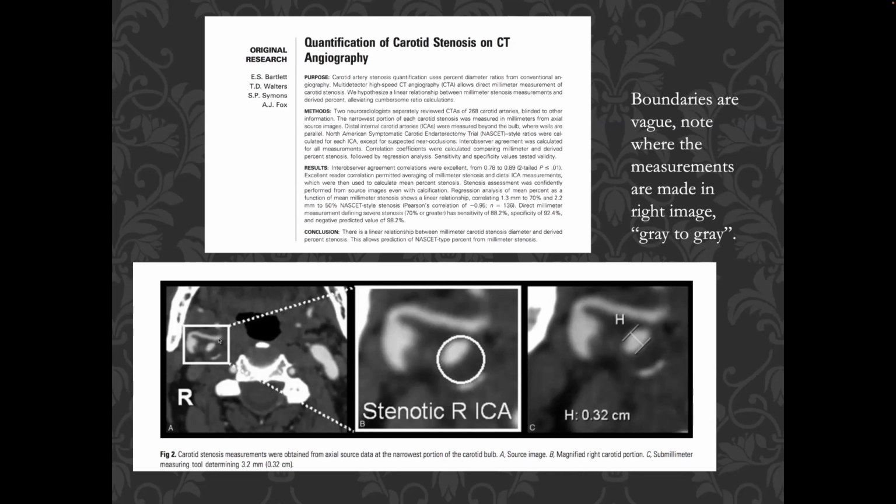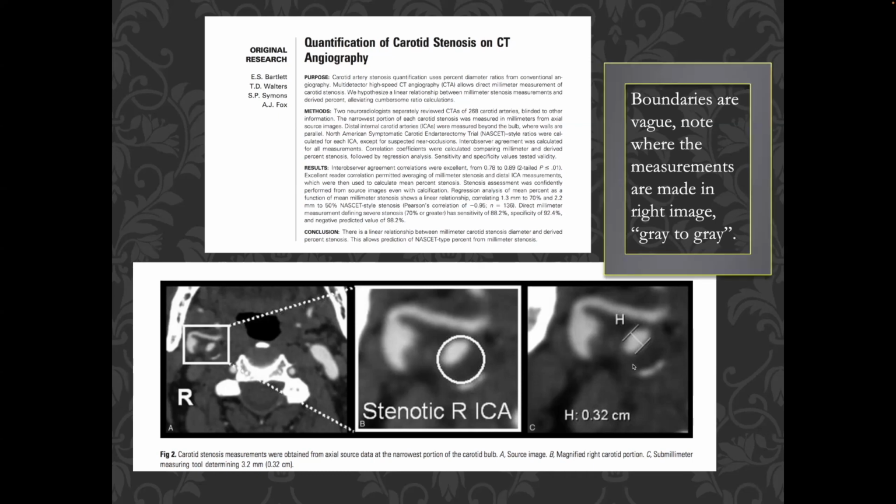The first thing you want to do is window the vessel so you can roughly see the wall of the vessel separate from the fat. Then you want to put your cursor in what's called the gray, where you see the vessel wall would be. So we're going from the middle of the gray to the middle of the gray. We're not going from the edge of the white, or adding the whole vessel in. So in this patient with a stenosis, you get a dimension of 3.2 centimeters.